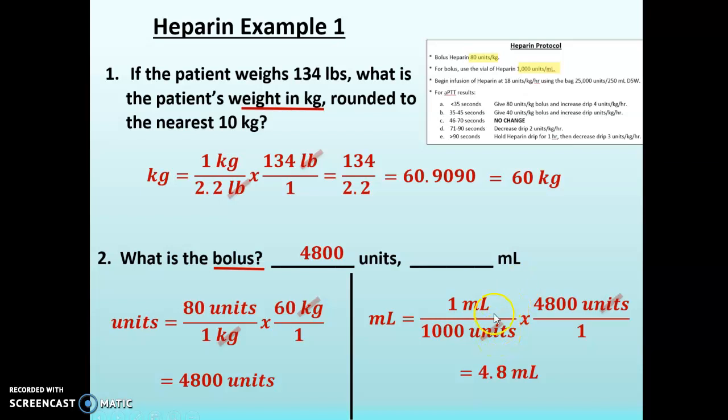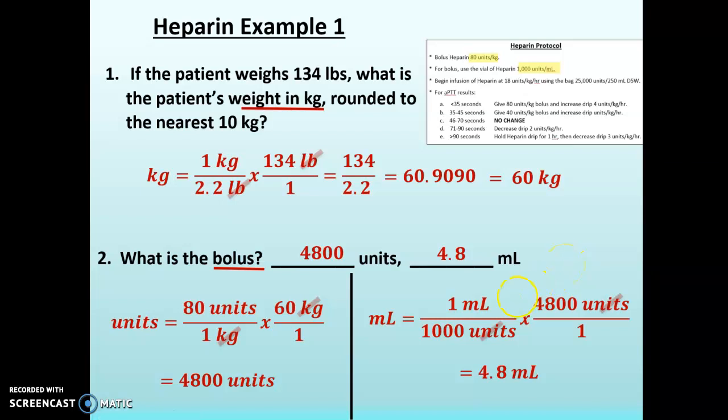And we know from the previous answer that we need to give 4,800 units of heparin, right? That's why we had to figure out that piece, because we needed it over here. So that makes sure our units cancel. We wind up dividing and we get 4.8 milliliters. Okay, so we grab the syringe with the needle and pull it all up, 4.8 milliliters. We do an IV push. Our patient has their bolus.